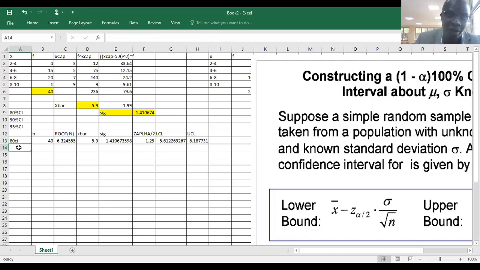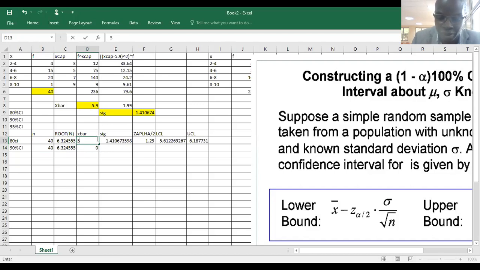Then now, I go to 90%. Please, if you didn't get it there, get it here. 90% CI. This will not change. N remains the same, 40. Let me just make it 40, because it's 40 anyway. The square root of N remains the same. X bar does not change. X bar is 5.9, let's say 5.9.